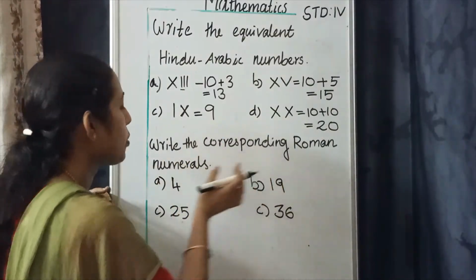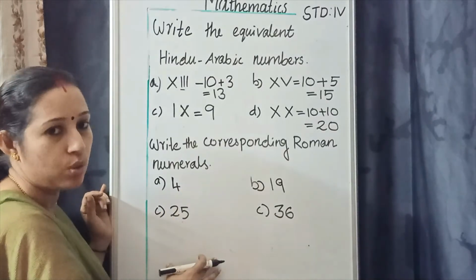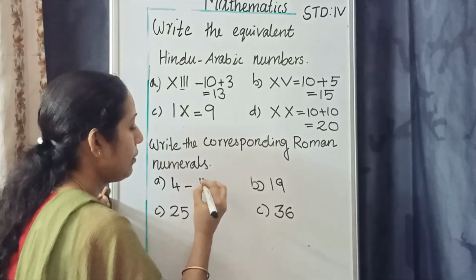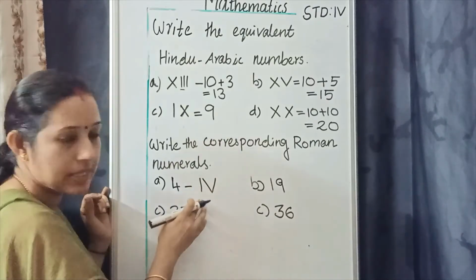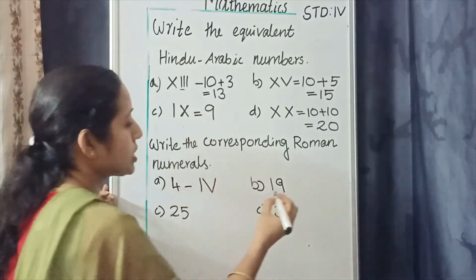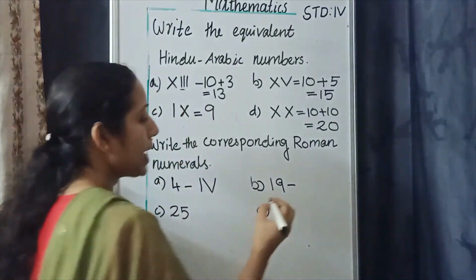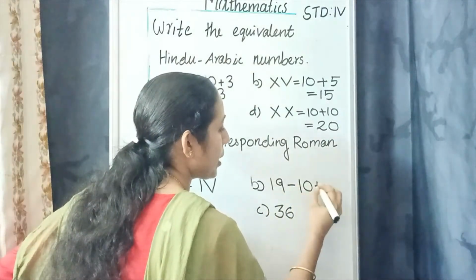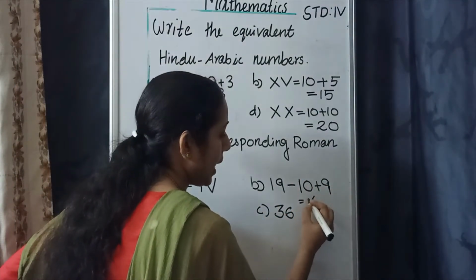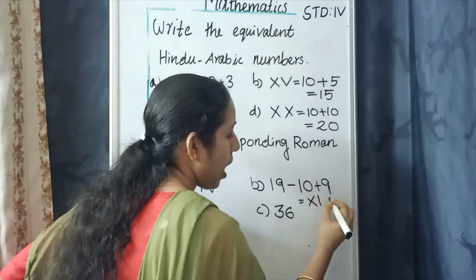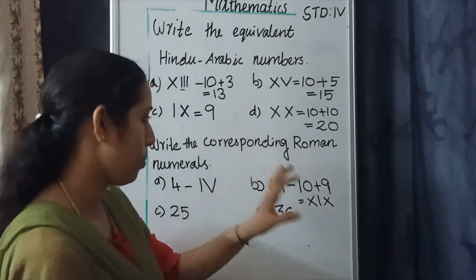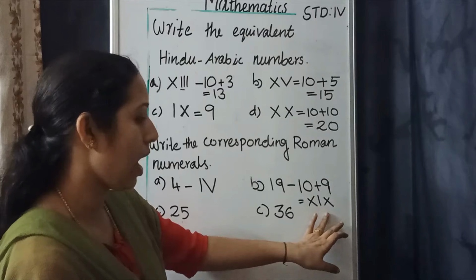Next question, write the corresponding Roman numerals for these Hindu-Arabic numbers. First, 4, that is IV. V means 5, 5 minus 1, IV. And question B, 19. We know 19 means 10 plus 9. 10 we can write X and 9 IX. So XIX. The Roman numeral for 19 is XIX.